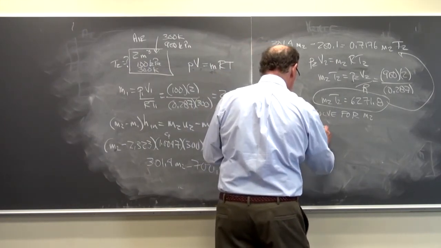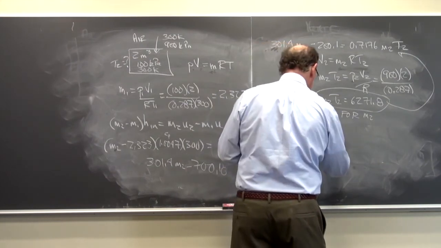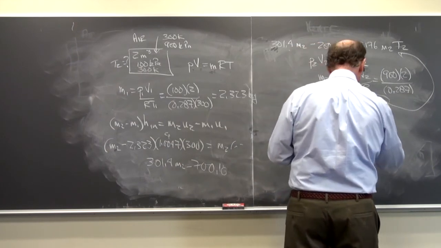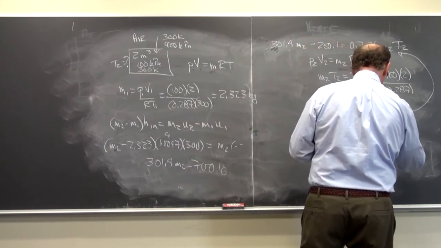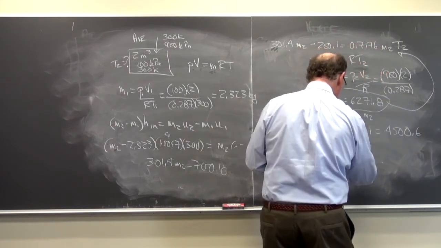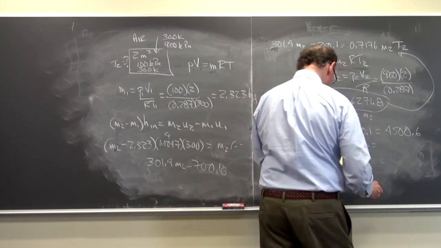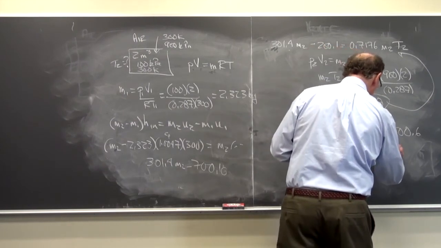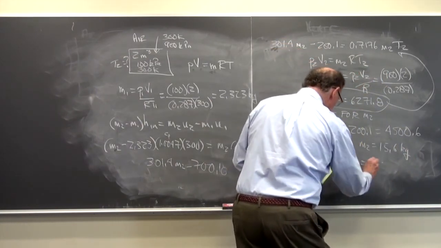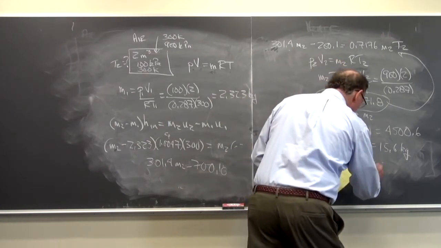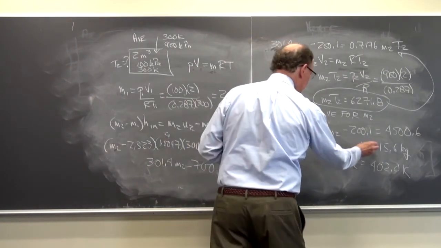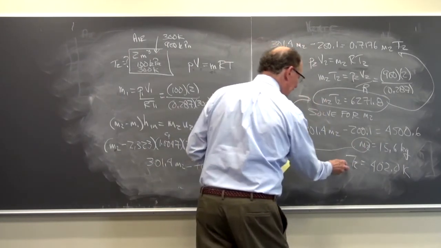And if I do such a thing, we have 301.4 times M2 minus 200.1 is equal to 4,500.6, or I solve for M2 and I get M2 is going to be equal to 15.6 kilograms, and T2 is equal to 402 degrees K. And basically I take this and I substitute back here and I get T2.